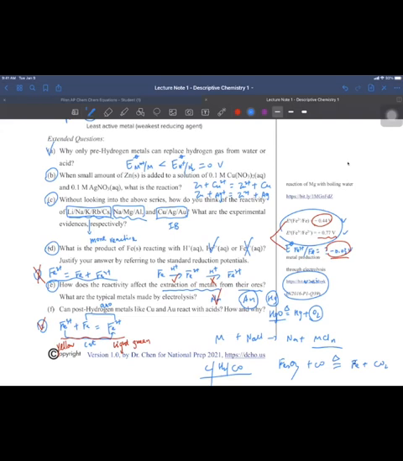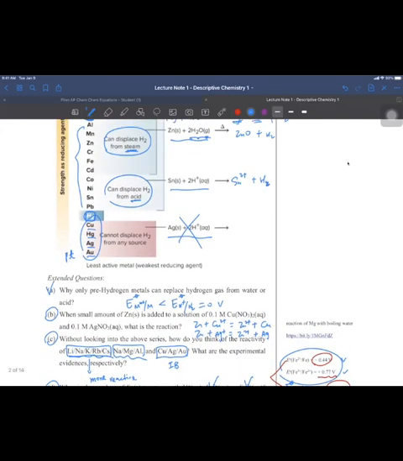The last question: can post-hydrogen metals like copper and gold react with acid? The answer is yes, right? As Suraj suggested, gold can react with aqua regia, a mixture of concentrated nitric acid and hydrochloric acid. But the mechanism is not as simple as here, because theoretically, the acid itself cannot oxidize copper and gold using the H+, right? Because the H+ is not that strong.